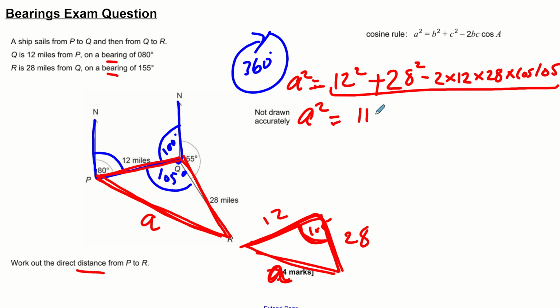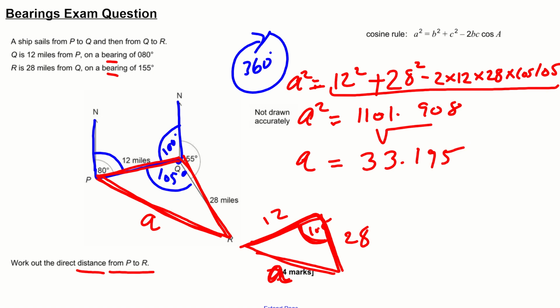Therefore, A squared, when you put all of that into your calculator nice and neatly using brackets, you will get 1, 1. You will then press the square root answer button to include all of that answer you've just been given, and it will tell you that A is 33.195. There's no accuracy mark, so you can just put 33.2 miles. Thank you.